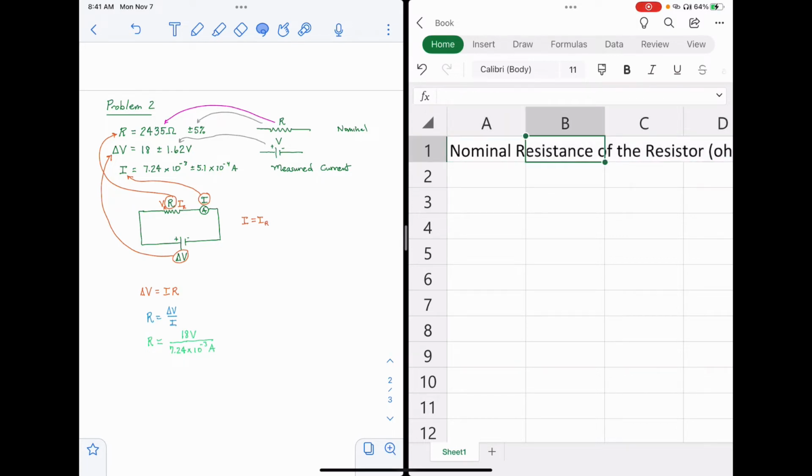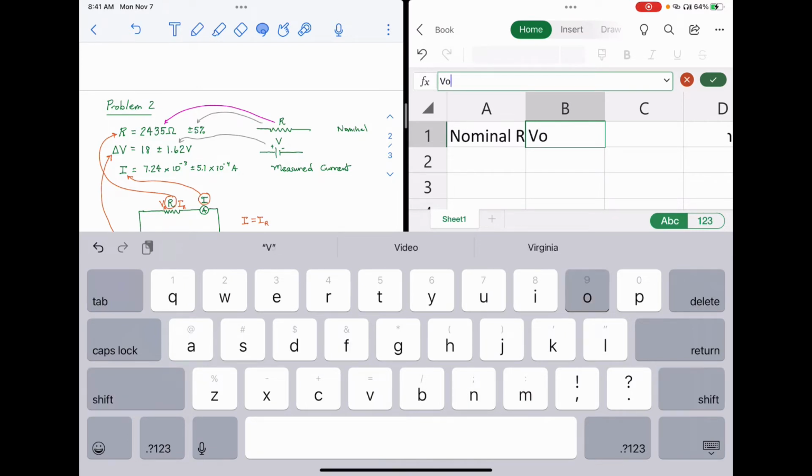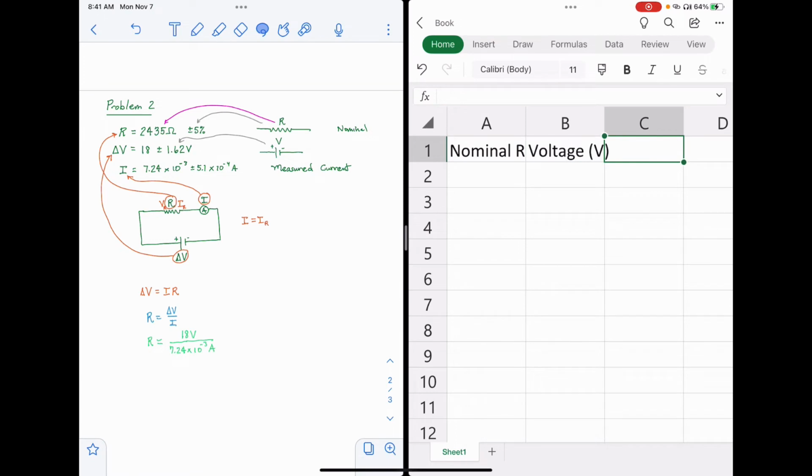And I want to put in my voltage. And I think I should say, yes, voltage here. I almost wanted to say battery, but it doesn't have to be a battery. It could be something else. Voltage, and I'm going to put this in volts. Okay, and then we have our measured current.